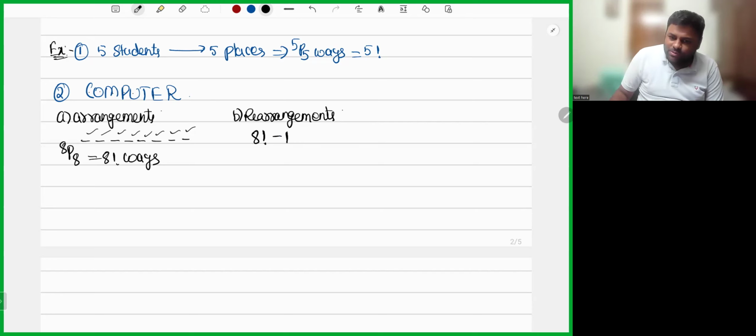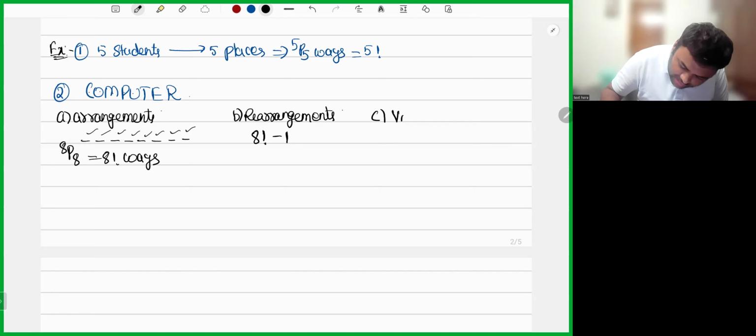I hope that's fine. Arrangements means 8 factorial. Rearrangements means total arrangements minus 1. Okay. Now, next point number C. I am telling how many arrangements are possible such that vowels are together. Vowels are together.